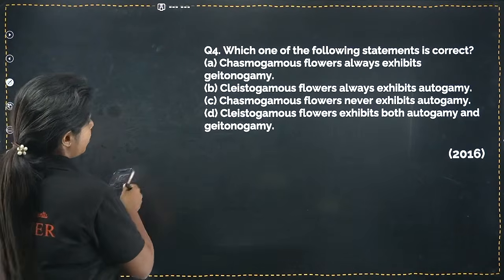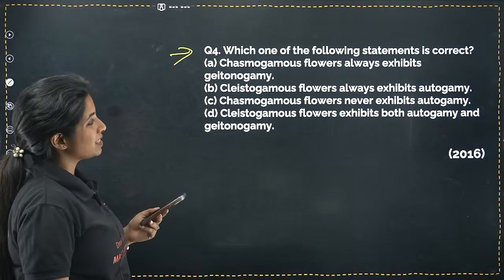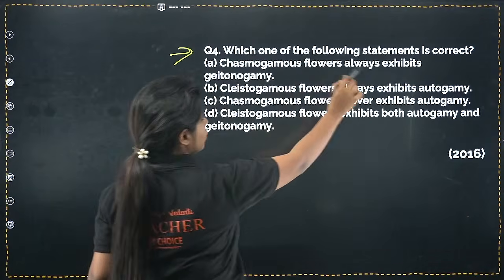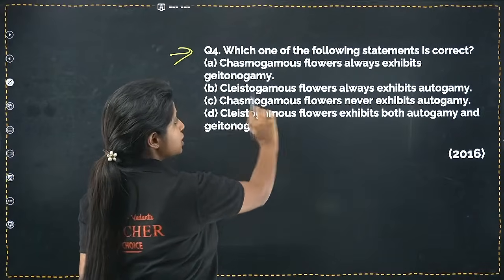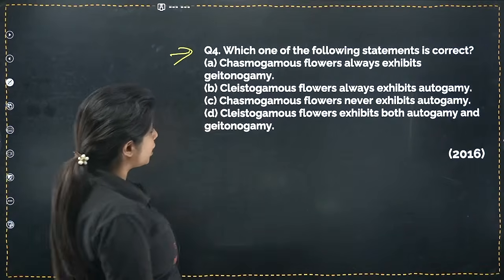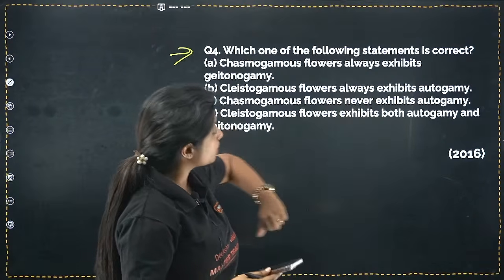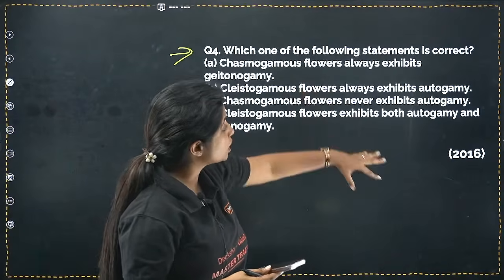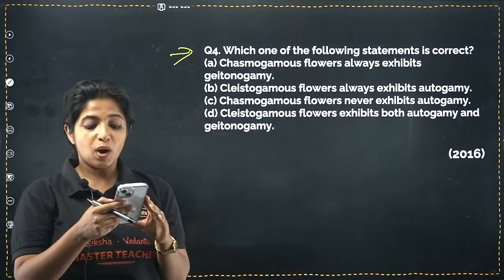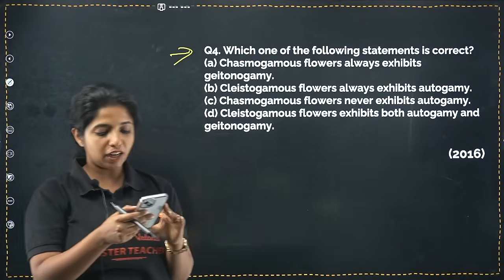Now question number 4 is this. Which one of the following statements is correct? Chasmogamous flowers always exhibit geitonogamy. Cleistogamous flowers always exhibit autogamy. Chasmogamous flowers never exhibit autogamy. Cleistogamous flowers exhibit both autogamy and geitonogamy. What do you think is the answer for this particular question?